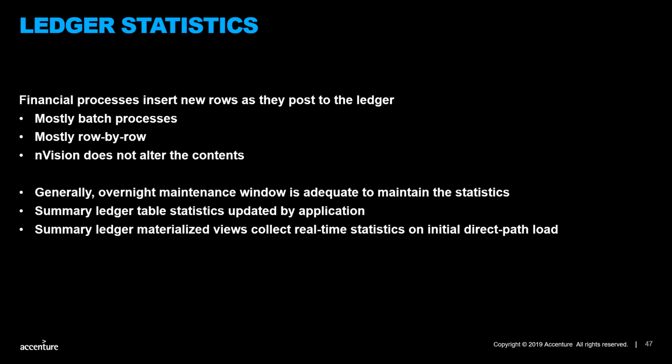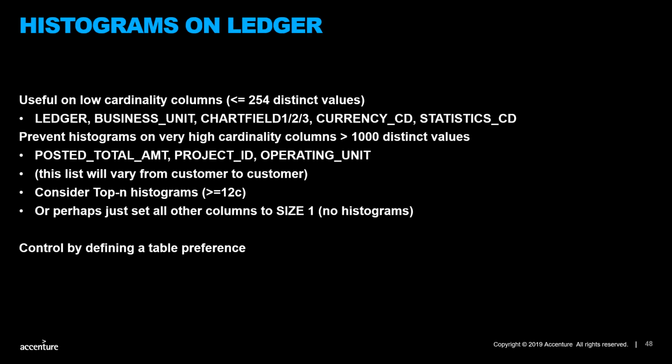The summary ledger table statistics are updated by the batch process that builds them, with the update stats macro that we talked about. And the summary ledger materialized views collect real-time statistics because they're populated by direct path load.